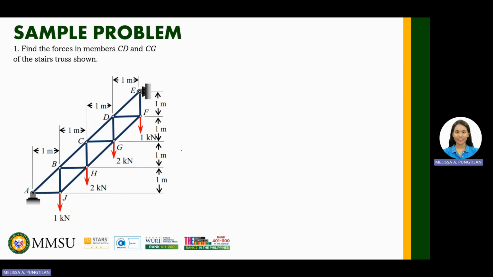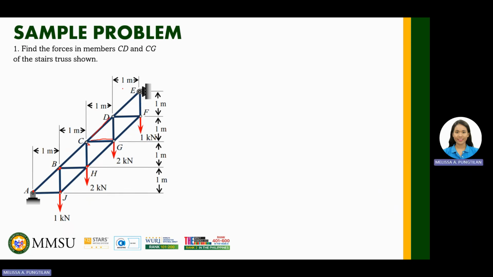Find the forces in members CD and CG of the stairs truss as shown. So CD and CG are the members we are asked to find. This portion is CD, and then CG. They are in the middle. If we apply the method of joints here, we compute the joint here, and here, before we arrive at this portion. So it's rather long. By using the method of sections, we can compute CD and CG easily.